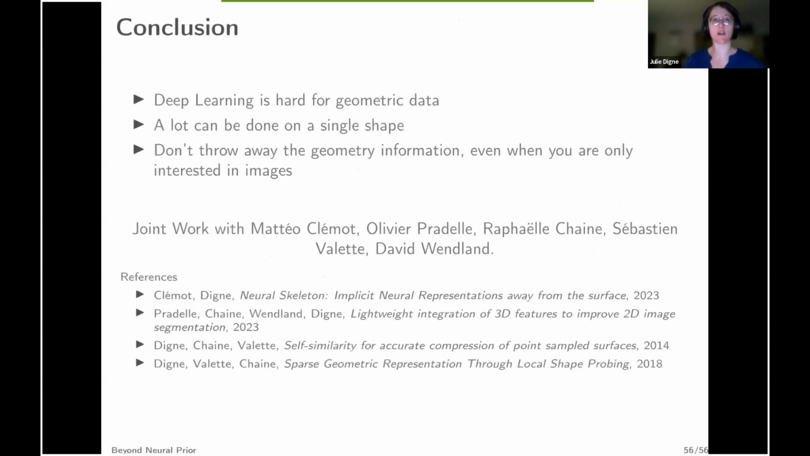So what is the take-home message of this talk? Of course, it's something you're all aware of, that deep learning is very hard for geometric data. And a lot can be done on a single shape. There's already a lot you can do just by looking at a single shape and learning from the fact that you have repeated details, and trying to average to take advantage of shape similarities. And maybe the most important thing is: don't throw away the geometry information. Try to use it, even if you are only interested in images, because it might improve your image task at a very limited cost.